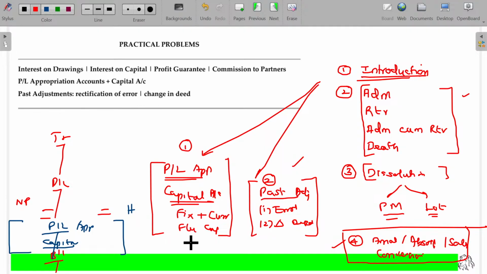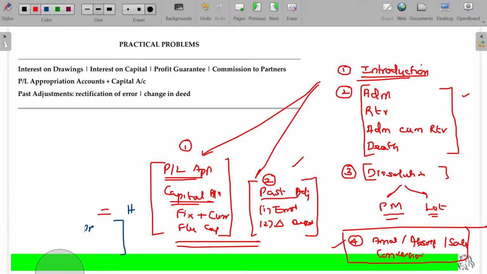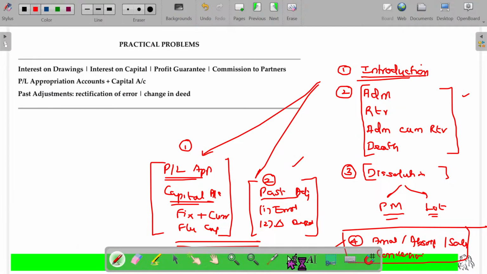So you have to understand these two blocks so that you will be a master of it. Okay. So what are the things that are there? Let's see. In case of P&L appropriation account and capital account.